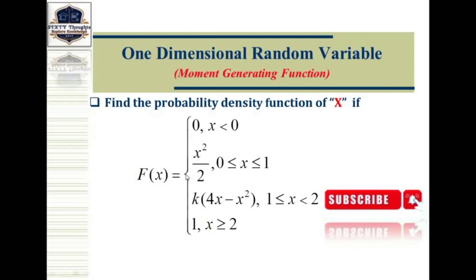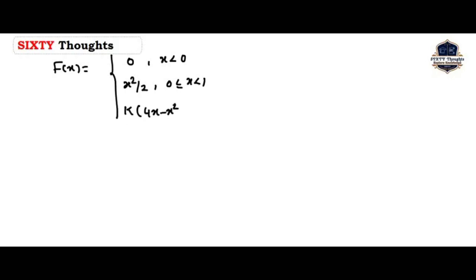Using the properties of a distribution function, we are going to find small f of x. What is given? Capital F is given, which means the cumulative distribution is given. The first function is 0 if x is less than 0. The second is x square by 2, for 0 less than or equal to x less than 1. The third is k into 4x minus x square, for 1 less than or equal to x less than 2. The fourth is 1 if x is greater than or equal to 2. So this is the given question. Our target is to find small f of x.